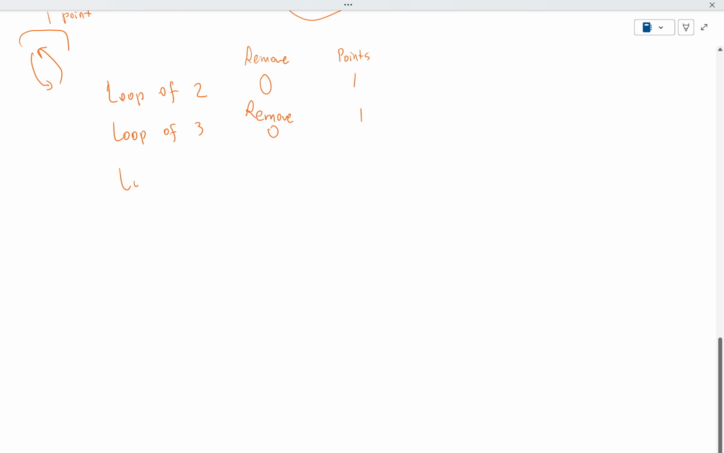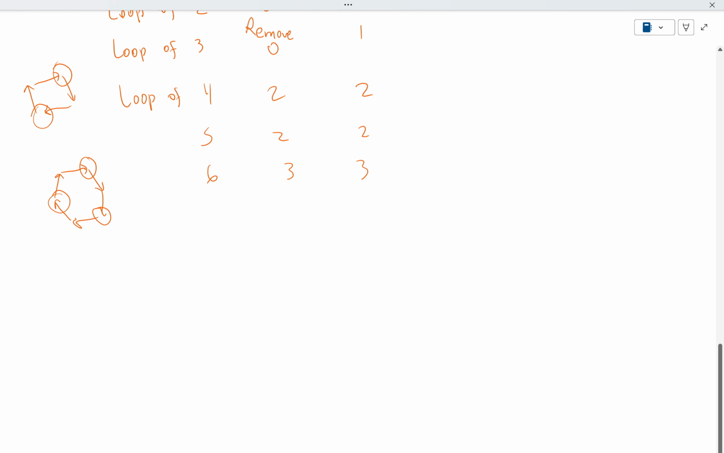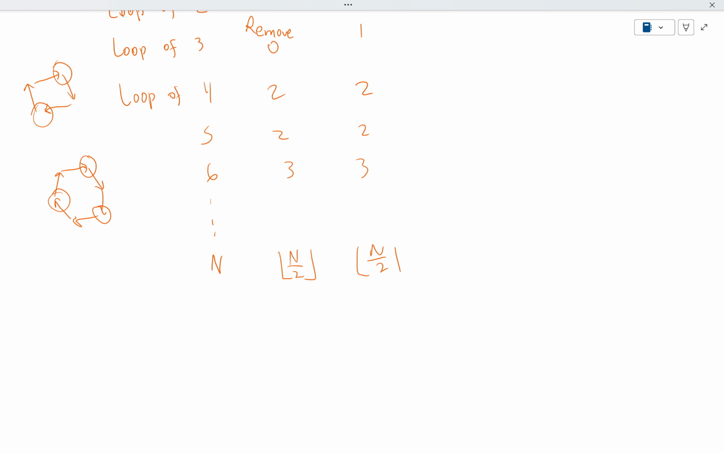And for a loop of 4, she can remove 2 people who are opposite of each other to get 2 points. And for a loop of 5, it's the same thing, right? And for a loop of 6, she can remove every other person to get 3 points by removing 3 people, and so on, right? For a loop of n, you can remove floor of n over 2 to get floor of n over 2 points.